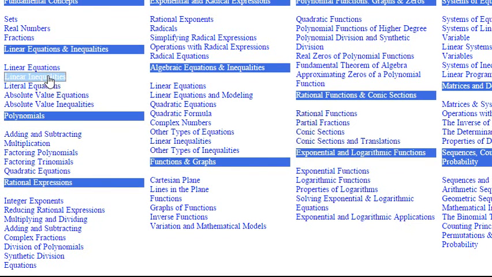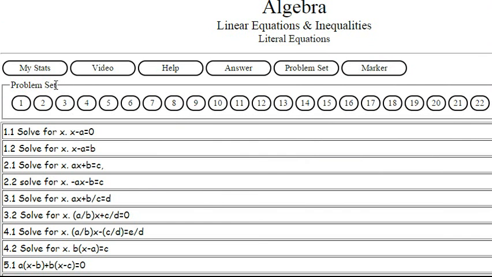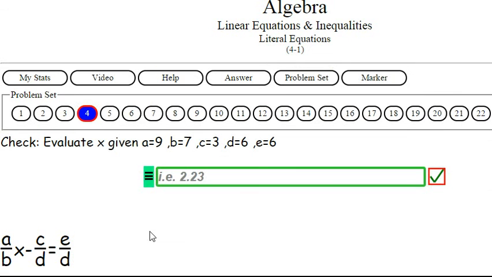Okay, we're over here at gotomath.com. Literal equations. What are we doing? I think we're doing 4.1. Let's click on it.